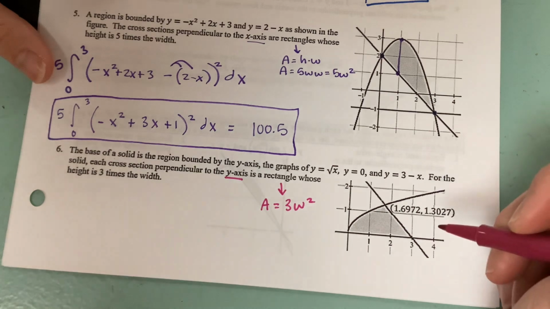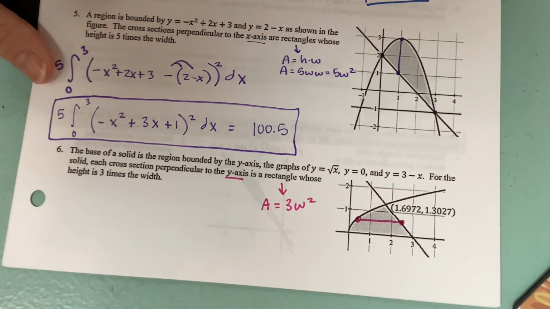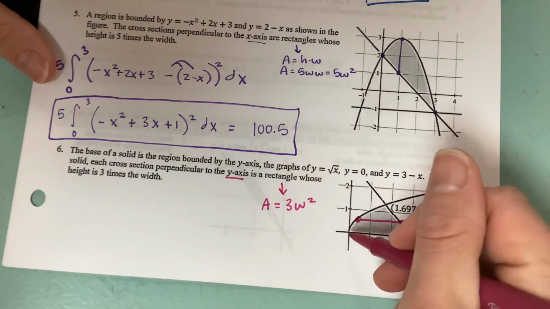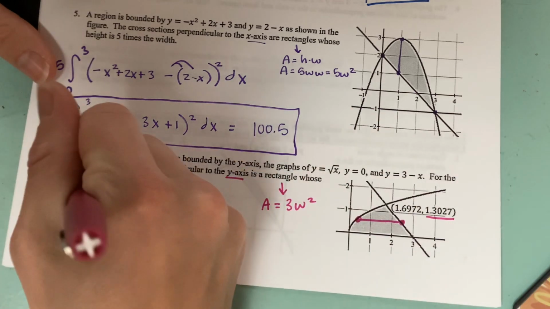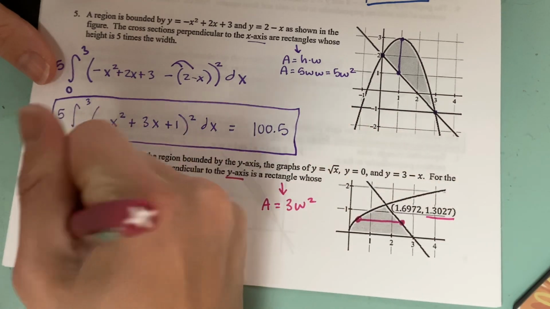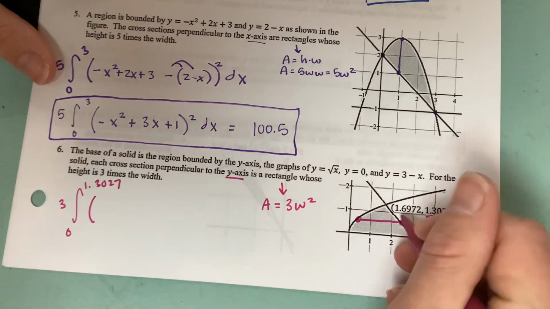And we're perpendicular to the y-axis, so we're going from here to here. My bounds are going to be from 0 to the y value, 1.3027. So I'm going to stick that 3 in the front. 0 to 1.3027. And then right minus left.